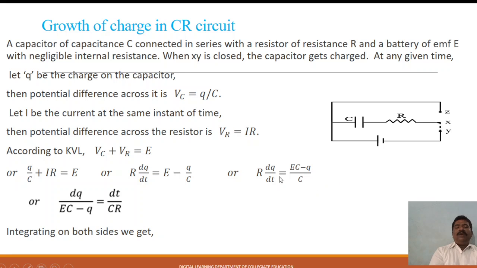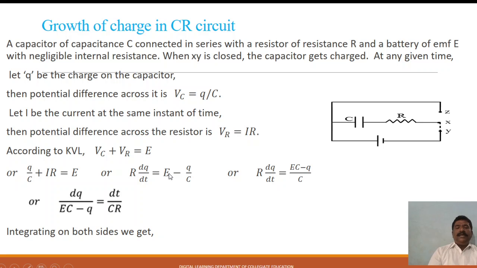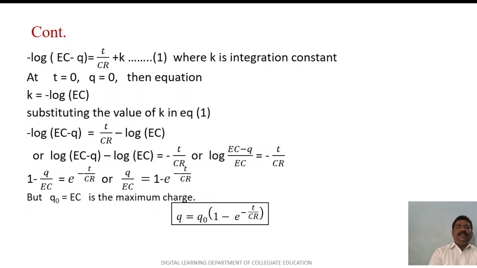Once we have the terms of dq and dt, we can arrange the equation in the form dq divided by (EC minus Q) is equal to dt divided by CR. So now we get the equation in terms of charge and time. Now we are going to integrate the equation on both sides with certain limits.